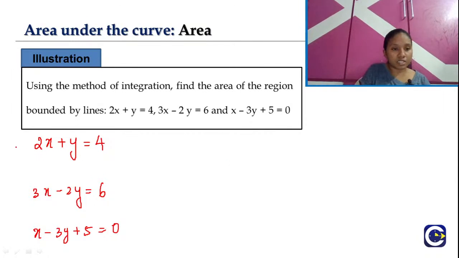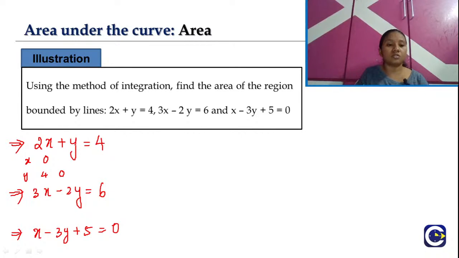So take some x. This is our first line, second one and third one. Take some x value and find the corresponding y. In general, let's substitute x = 0. If x is 0, y will be 4. Similarly, substitute y = 0, then x will be 2.